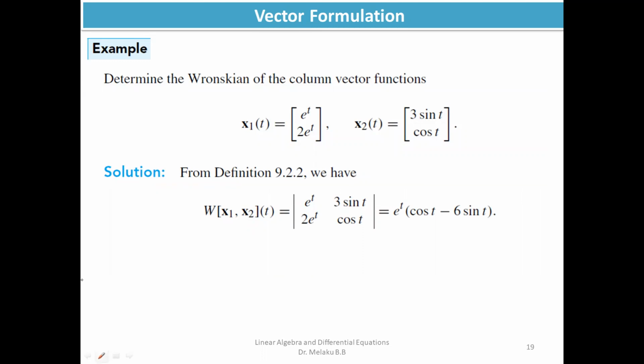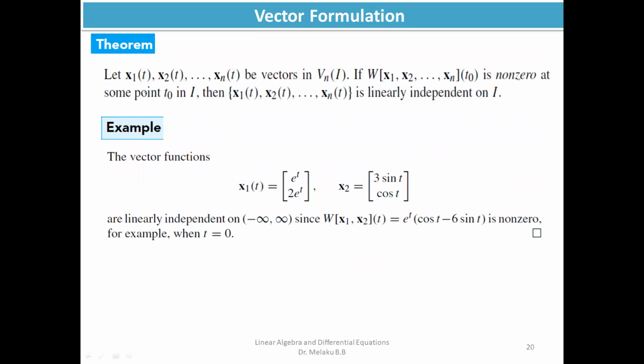Simple example. Determine the Wronskian. We have x1(t), x2(t). Now the Wronskian is simply the determinant of x1(t) and x2(t). x2(t) is 3 sin t, cos t, and x1(t) is e^t, 2e^t. Therefore, upon taking the determinant, this times this is e^t times cos t, minus 2 times e^t times 3 sin t, that is 6 times this. This is the Wronskian.